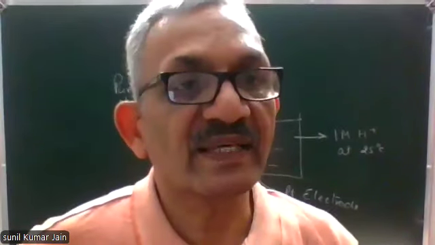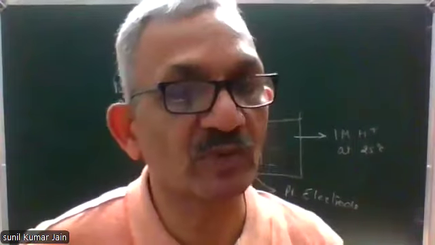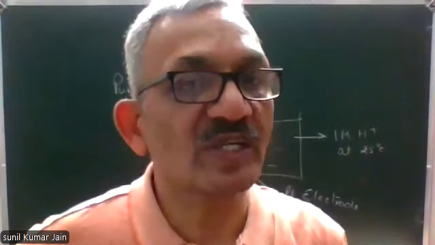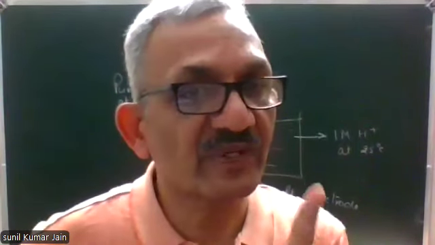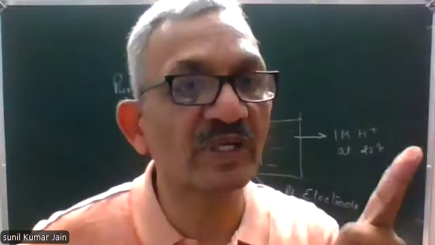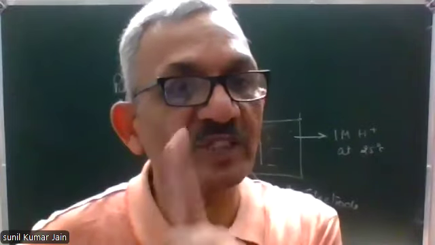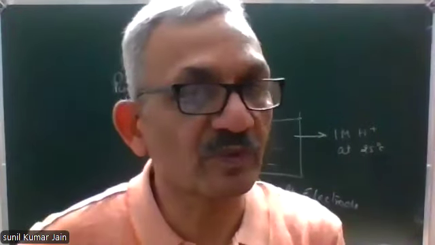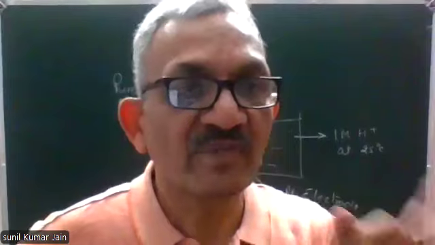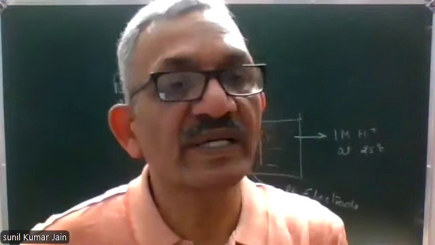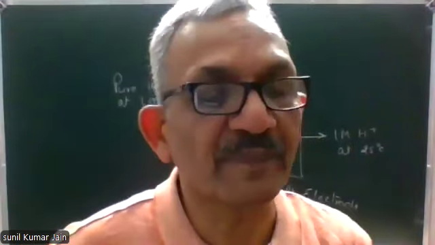I didn't say that the concentration of acid should be 1 molar, because if it is sulfuric acid, then sulfuric acid should be 0.5 molar. If it is 0.5 molar sulfuric acid, naturally concentration of H plus ions will be double, that is 1 molar. If it is HCl, 1 molar HCl will be 1 molar H plus ions. So that you have to keep in mind.